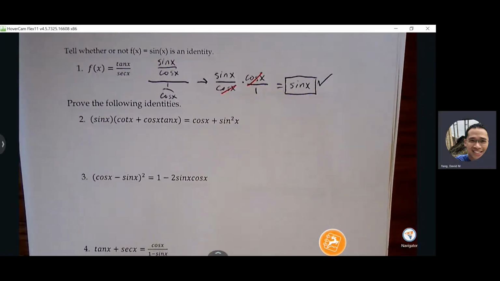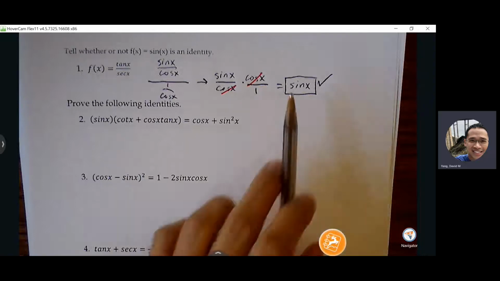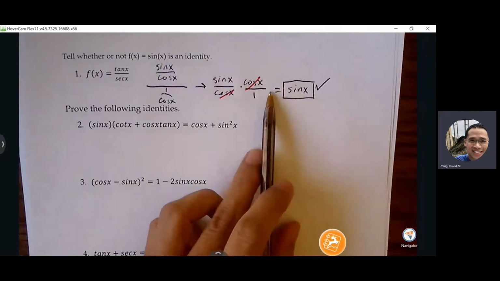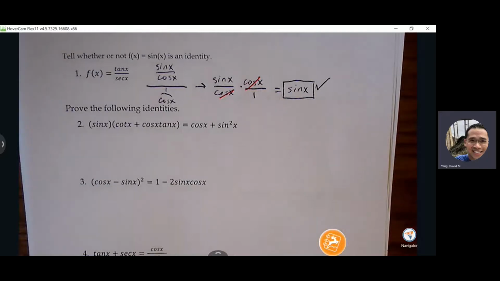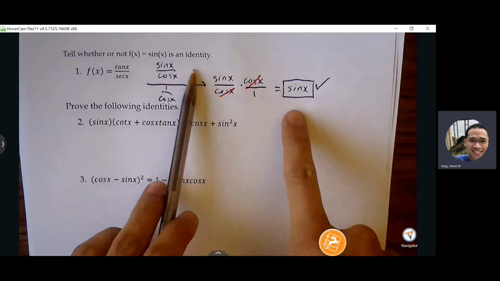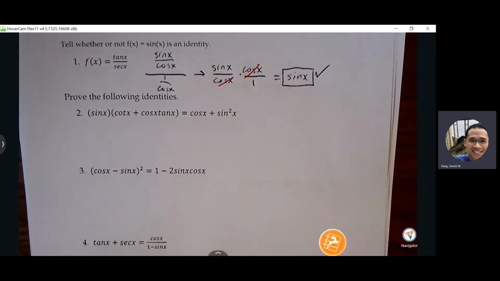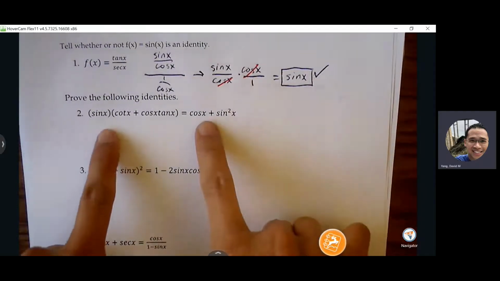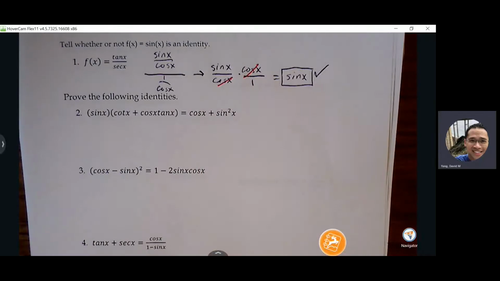What if it wasn't an identity? If this ends up being cosine of x, then we know it's not an identity, right? We can see clearly that it doesn't work out to match what it's supposed to be, then we know that's not an identity. So number 2, these problems moving forward, these are true statements, and we're just trying to prove from one side to the other.